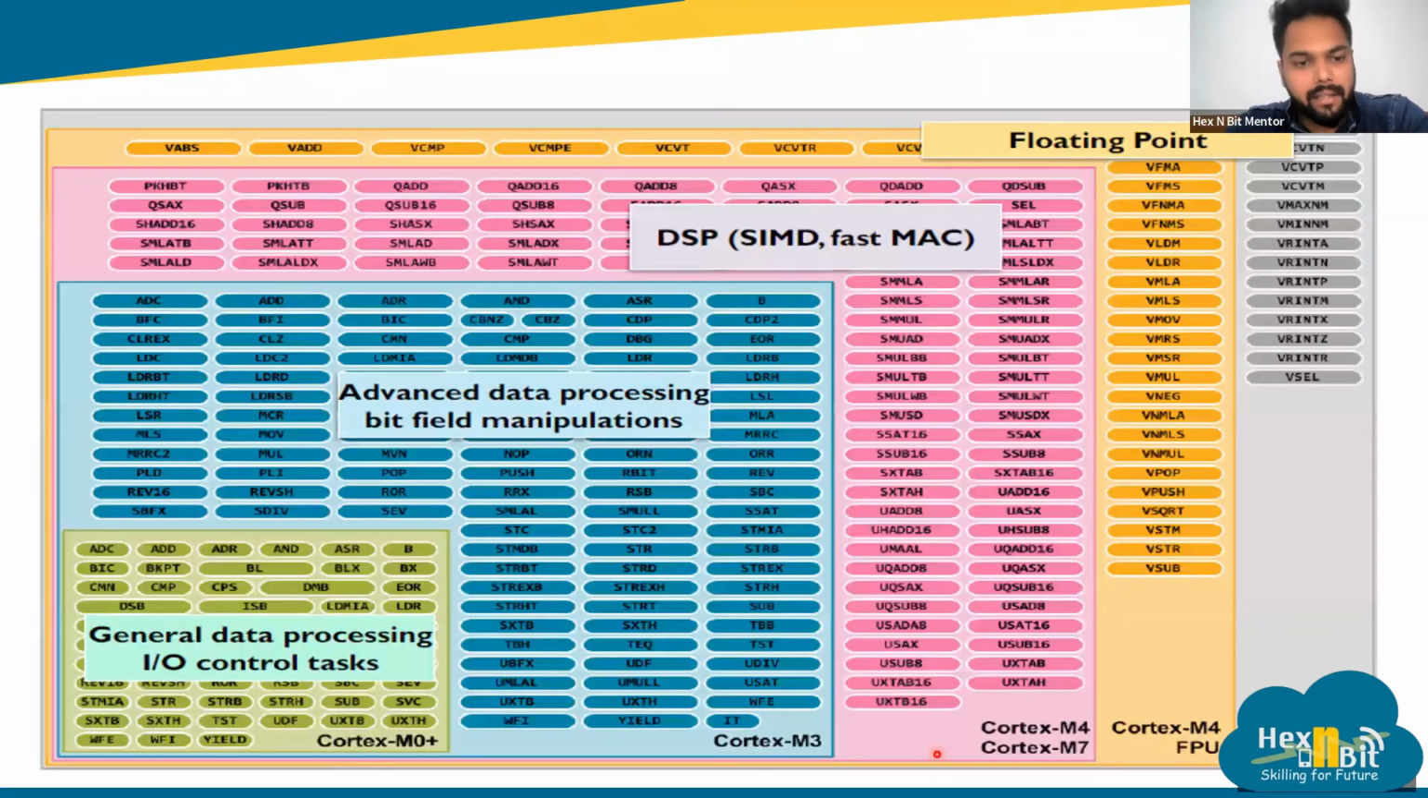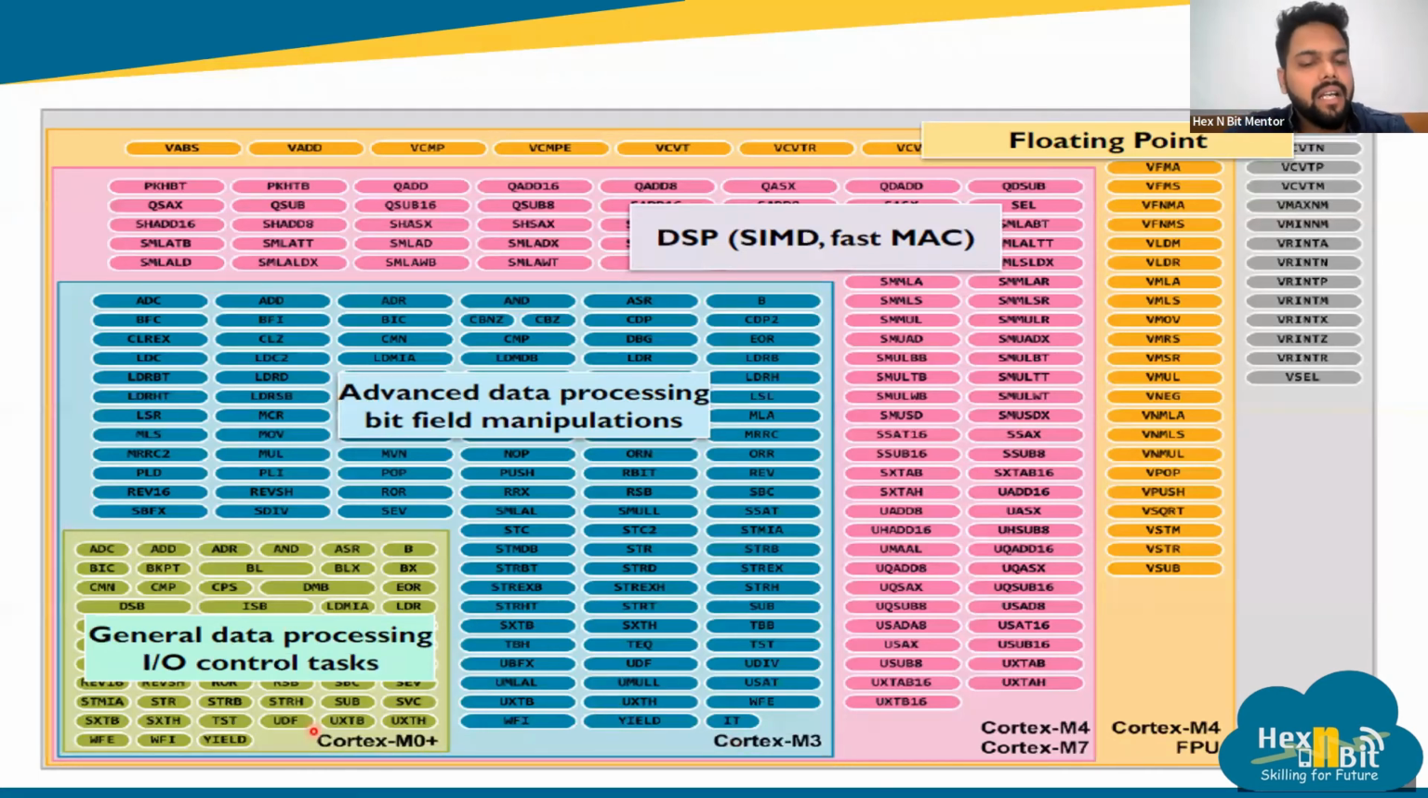Okay, so now again, this slide is very, very important. As you can see on the screen, the Cortex M0 series, then Cortex M3 series, Cortex M4 and M7 series, Cortex M4 FPU, that is floating point unit, and Cortex M7 floating point unit. Now, this slide is very important because you can see the instruction set which is there in Cortex M0 is compatible with Cortex M3.